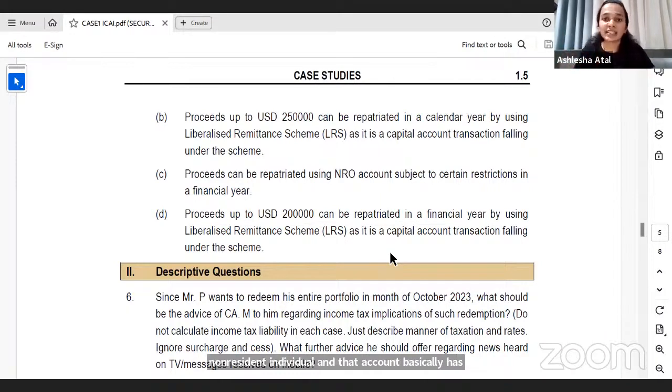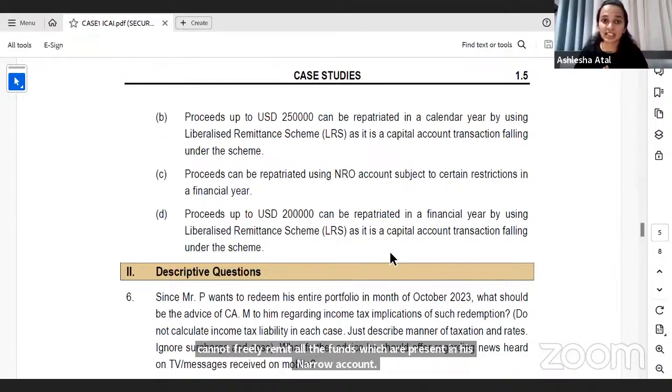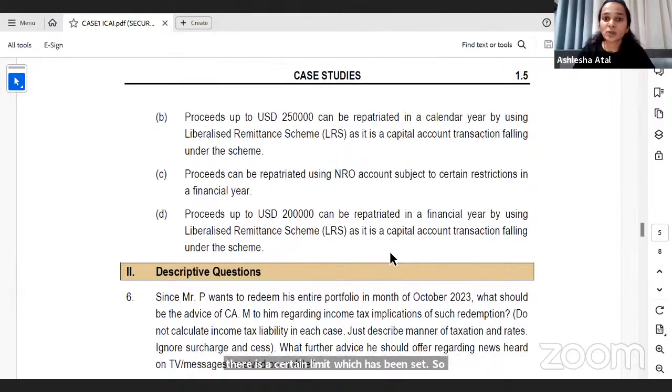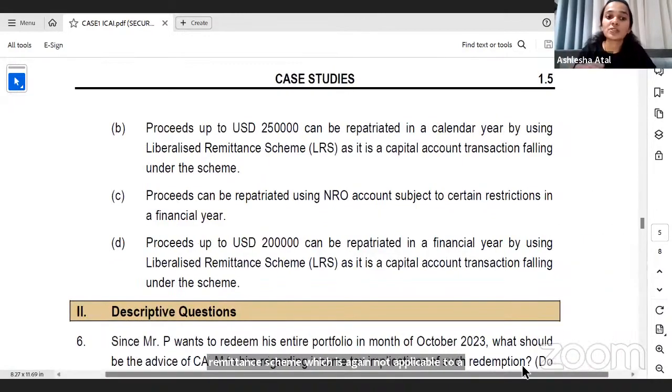So incomes arising in India are there in his NRO account, and now he can repatriate the funds from the NRO account. However, there are certain restrictions on it. He cannot freely remit all the funds present in his NRO account. There are certain approvals required, and also a certain limit has been set. So option C seems a correct option because it does not mention anything about Liberalized Remittance Scheme. Let's just have a look at option D and then we'll conclude on the correct option. Option D again has a mention of Liberalized Remittance Scheme, which is again not applicable to a non-resident, which gives us our correct option, which is option C.